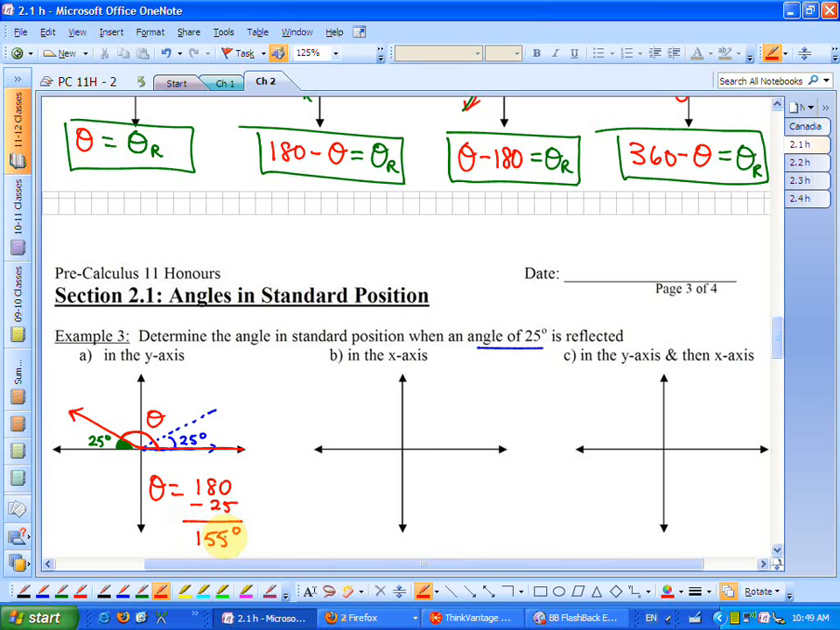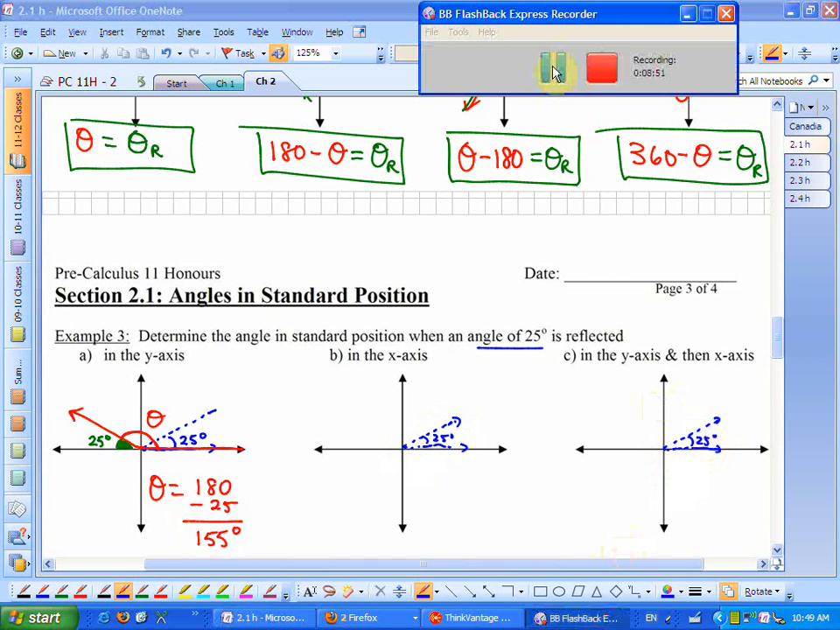Parts B and C. Once again, start with this angle, which is 25 degrees. And then I want you to reflect it this time in the x-axis. Then draw that in and calculate the angle in standard position. And the last one, same idea: start with this angle of 25, but this time reflect in both the y and the x-axis. So try that on your own, please.